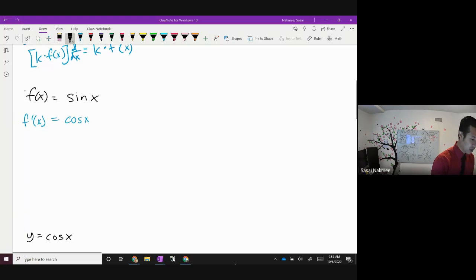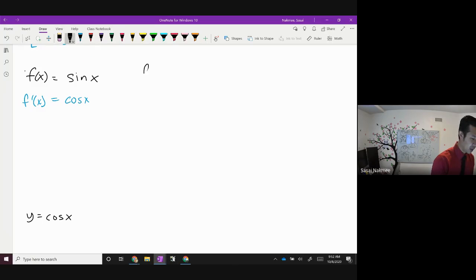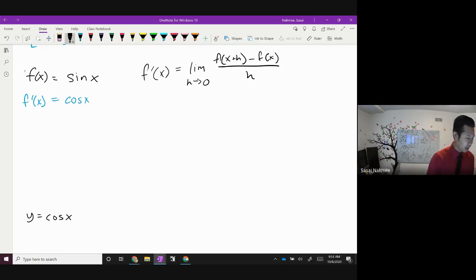Okay? So remember, what we've learned about the derivative so far is that we only have to do it algebraically, the limit definition. The limit as h approaches 0 of f of x plus h minus f of x over h. That's the limit definition of it. f of x plus h minus f of x all over h.